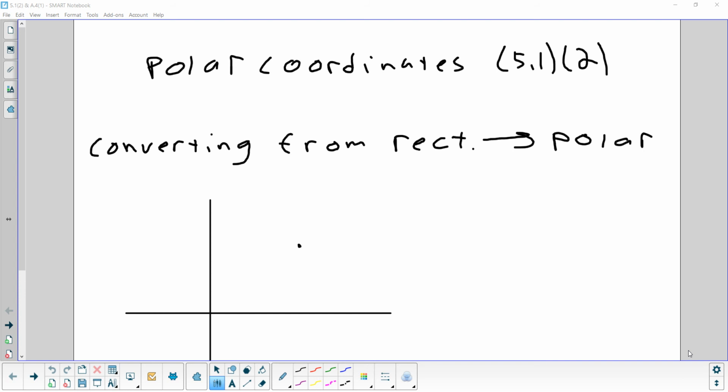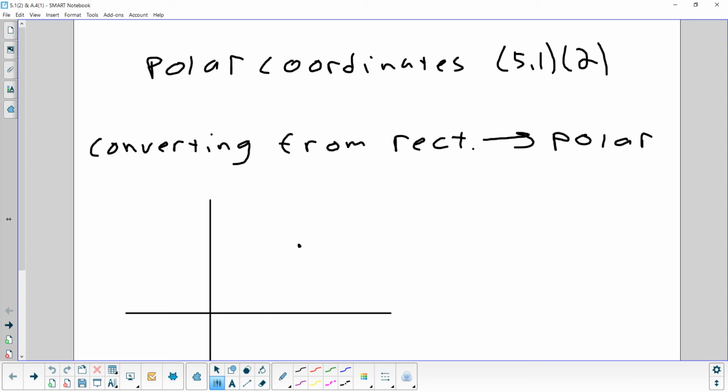All right, so today we're going to finish up 5.1. And the only thing left in 5.1 is converting back the other way. We've looked at how to convert from polar to rectangular. That's where you use the two formulas, x equals r cosine theta and y equals r sine theta. The first formula gives you the x, the second formula gives you the y.